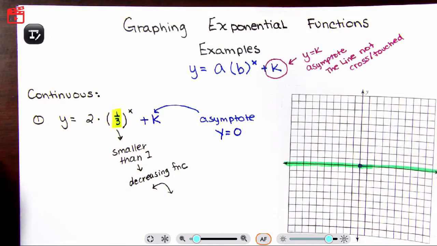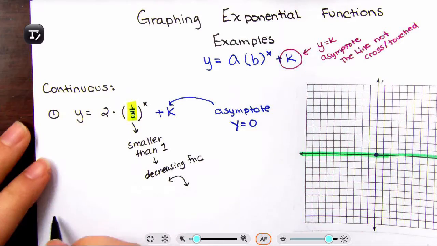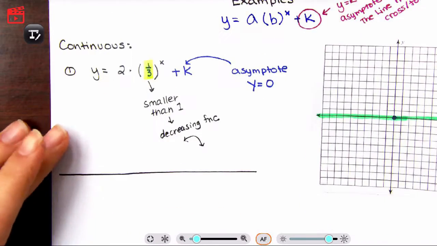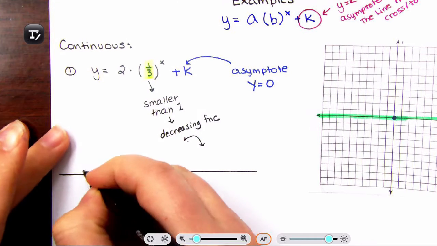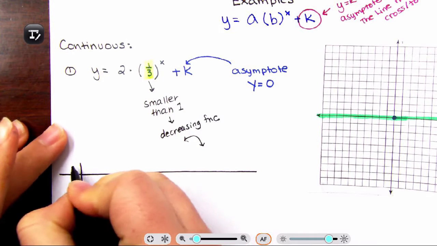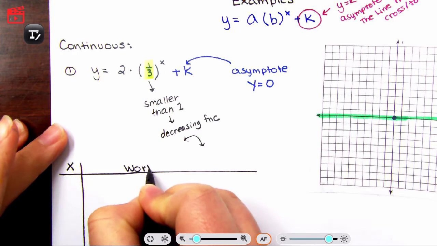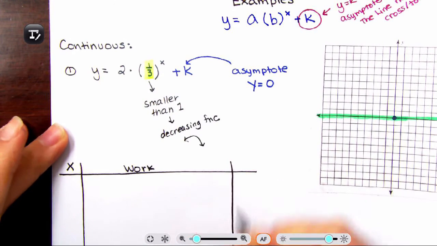This is what you're going to do to solve this dilemma of graphing. You're going to make a t-chart, and you're kind of going to make a pretty large t-chart. You're going to make a small one here. This is going to be your x. Here's going to be your work, and here's going to be your y.